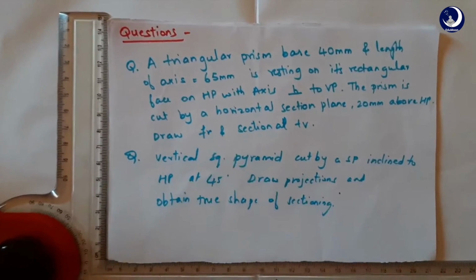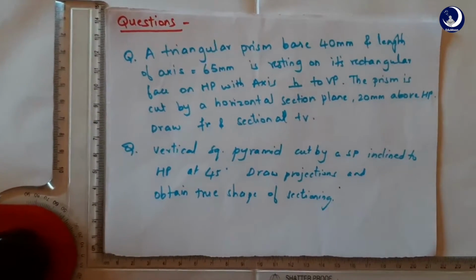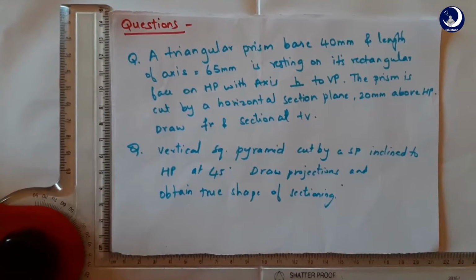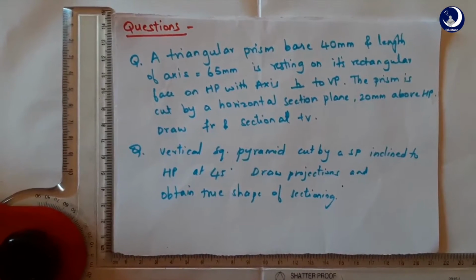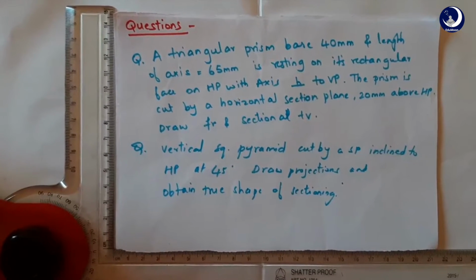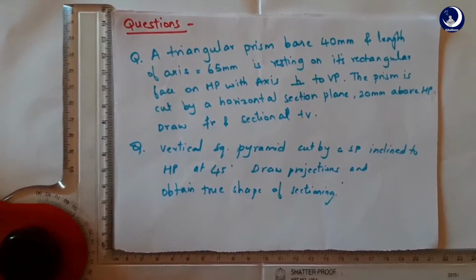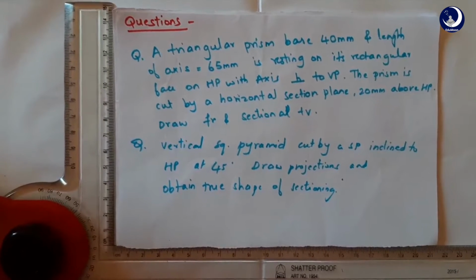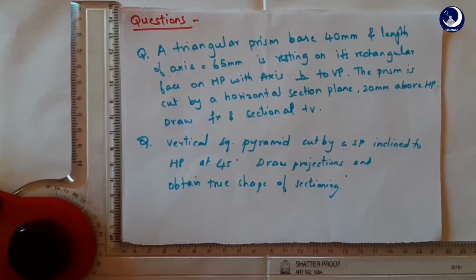So the first one: a triangular prism of base 40 mm and length of axis 65 mm is resting on its rectangular face on HP with its axis perpendicular to VP. The prism is cut by a horizontal section plane 20 mm above HP. Draw the front view and the sectional top view.